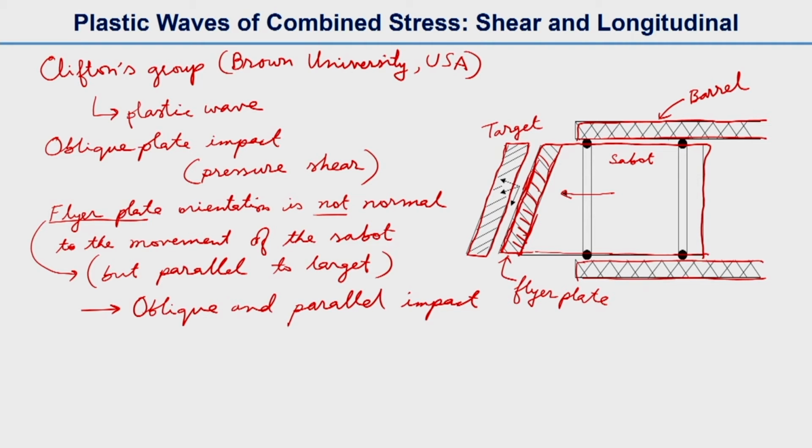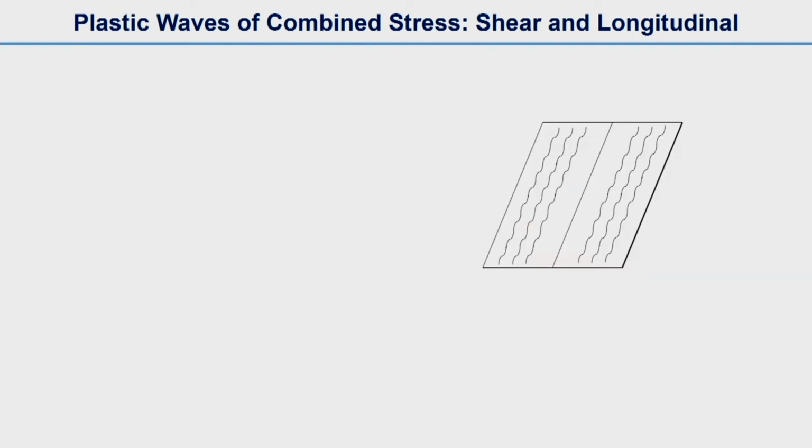So upon impact, stress waves are generated from that interface. We will see how these are generated. So let's say this is the target, which is nothing but the specimen. The target is the specimen, and this one is the flyer plate.